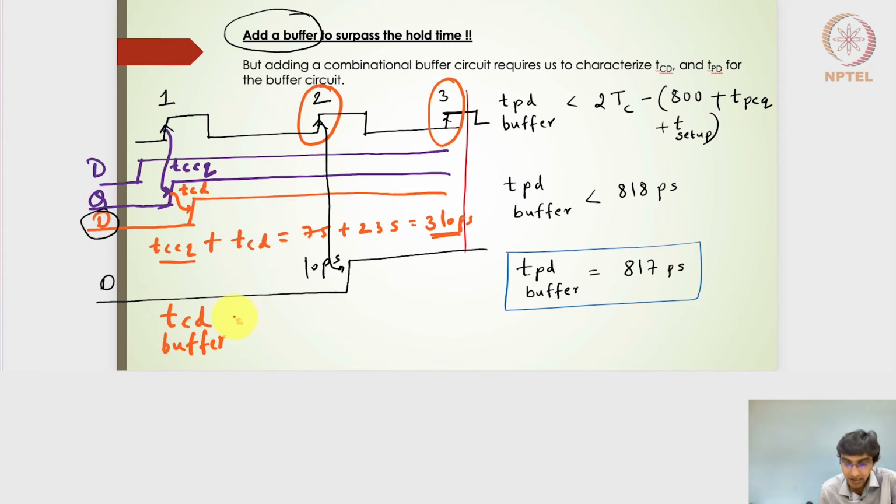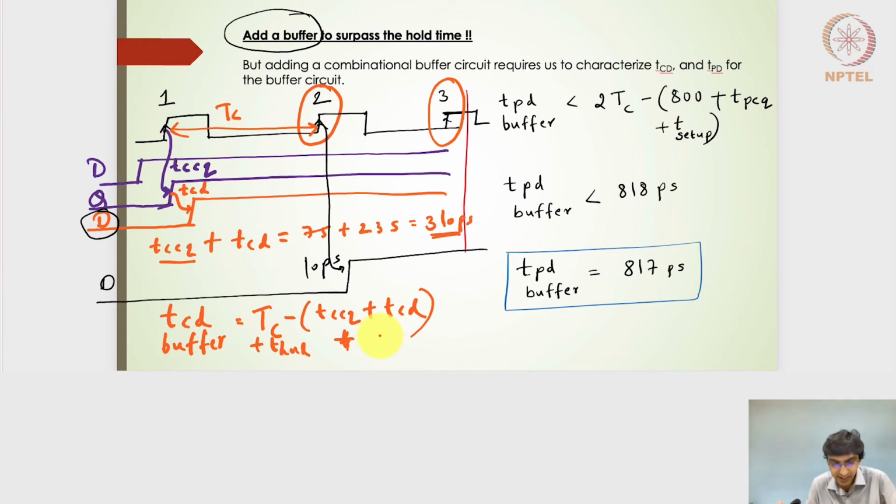It is very simple to calculate, because we know that TCCQ and TCD will be there for the contaminated output. So it will be nothing but the clock time period TC, which is 885 picoseconds, minus TCCQ plus TCD, and to ensure that after the second clock edge there are the 10 picoseconds of the hold time, I will have T-hold here.